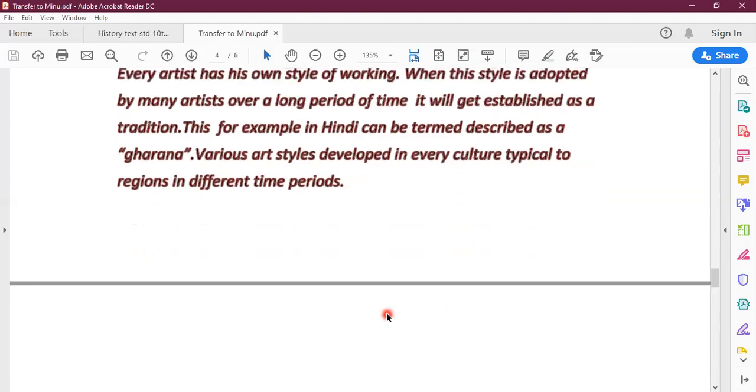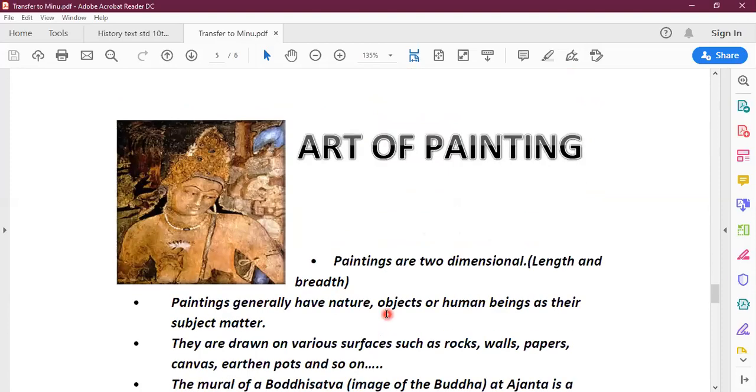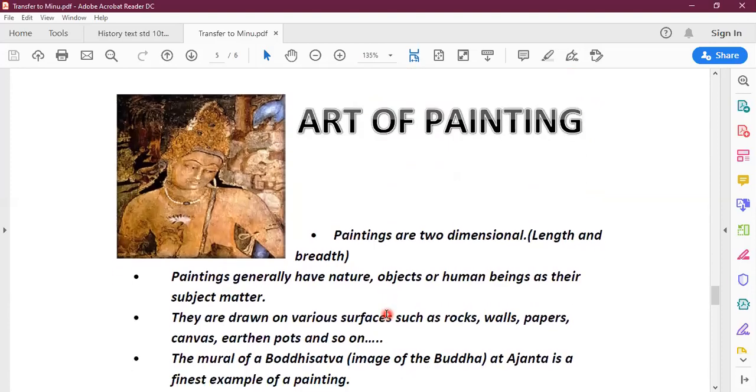Now let's talk about the art of painting. Painting is something that is two-dimensional. You have length and breadth. Paintings are generally, you have nature paintings, object paintings, paintings of human beings. So these are the subject matter. Nature paintings, you have still life. Object painting, again, you have still life. Human beings, you have portraits that are drawn.